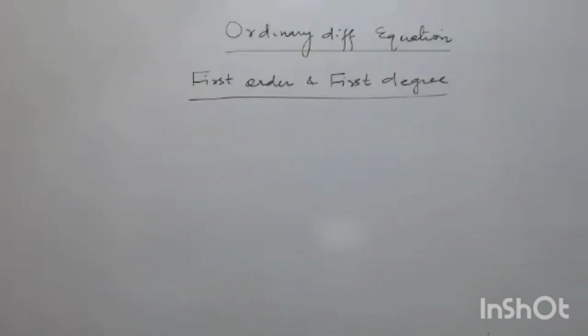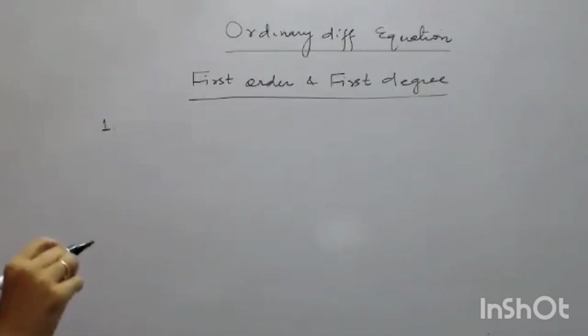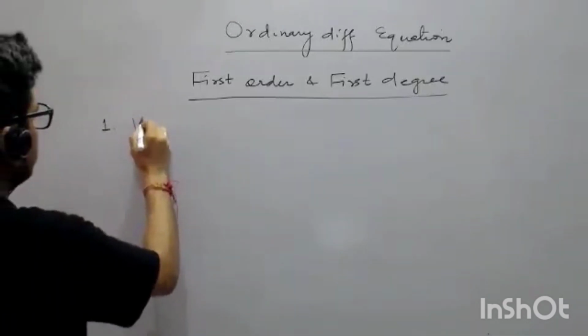Starting from variable separable, homogeneous, then reducible to homogeneous, and then linear, then reducible to linear, then exact, and then reducible to exact. So all these cases we have to discuss. So the first one is variable separable.